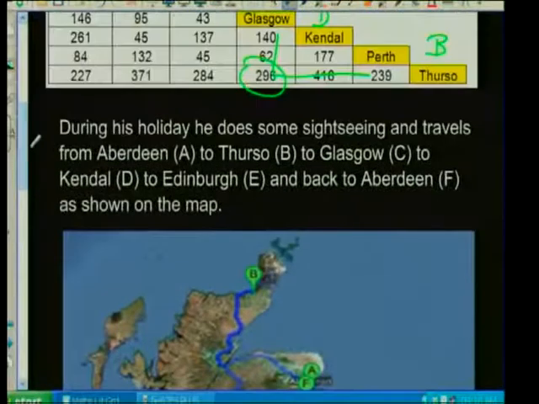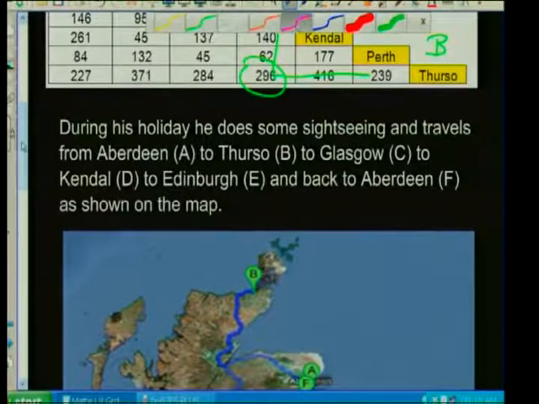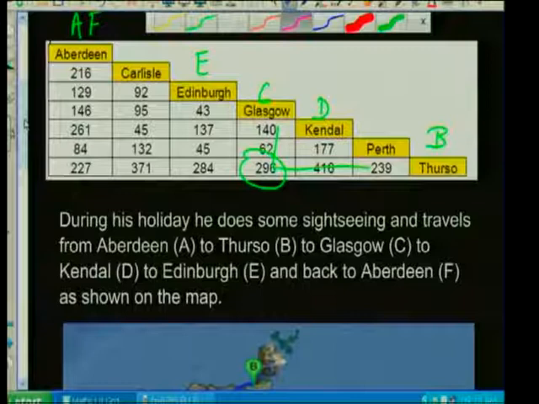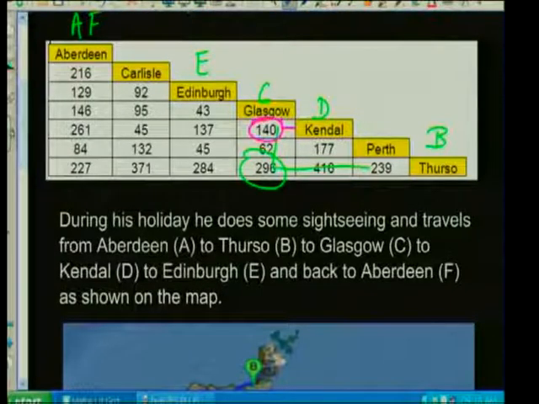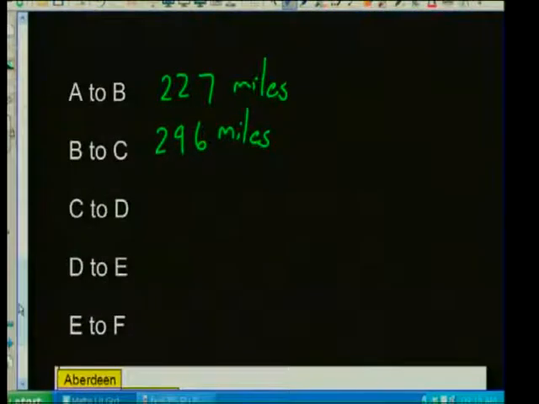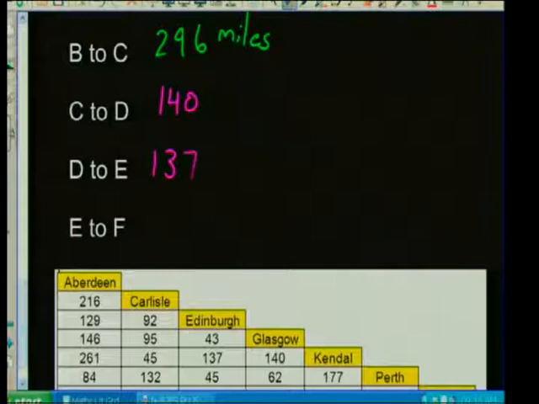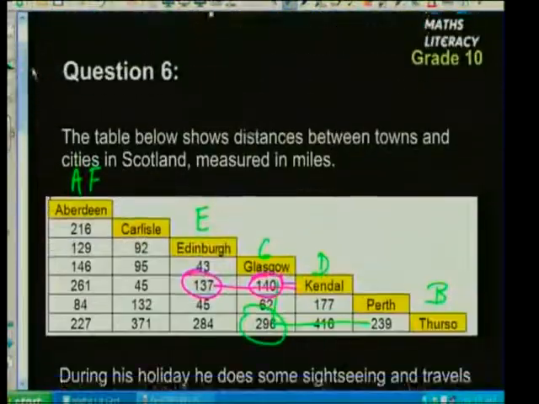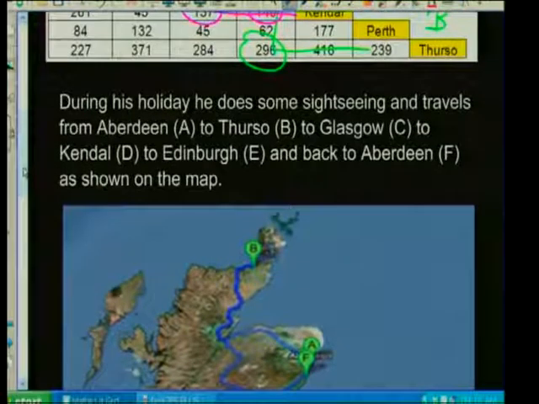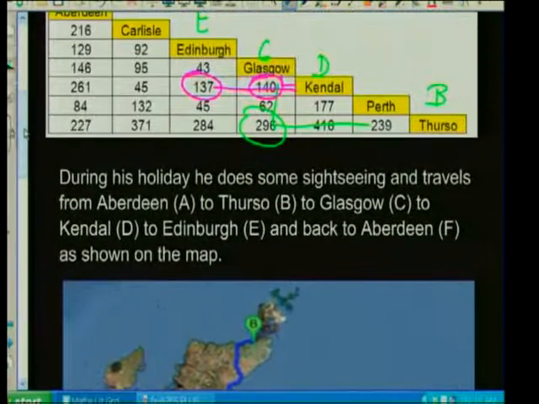C to D, I'm going to change colors so we can see if it makes a difference. C to D, well now I'm going from Glasgow to Kendal, is 140. D to E, we've got on D and we're going to E, so we're going to go across here, 137. Finally, we've already calculated Edinburgh to Aberdeen, but let's do that. Edinburgh to Aberdeen again, 129.